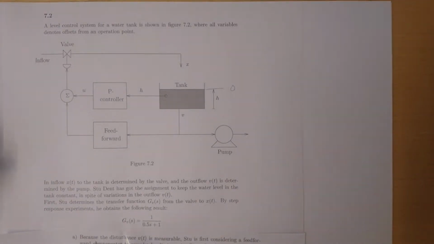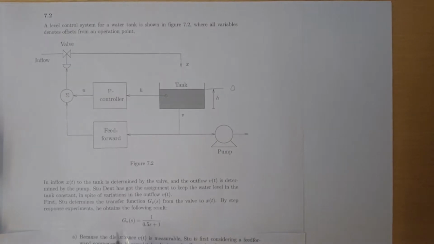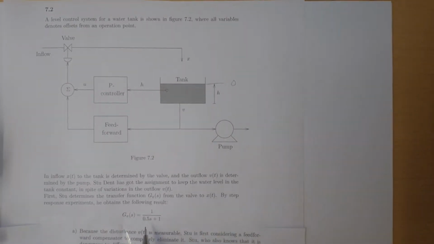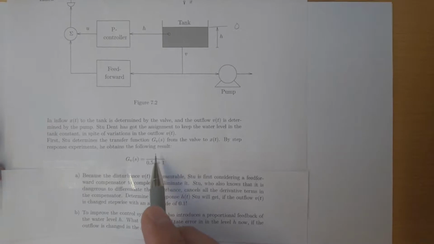And then we get some information here that Stu determines the transfer function G_v(s) from the valve to x(t). So we know the relation between x and the valve opening. By step response experiments he obtains the following result. So we know exactly what that transfer function is. It's a first order transfer function looking like this, 1 over 0.5s plus 1.